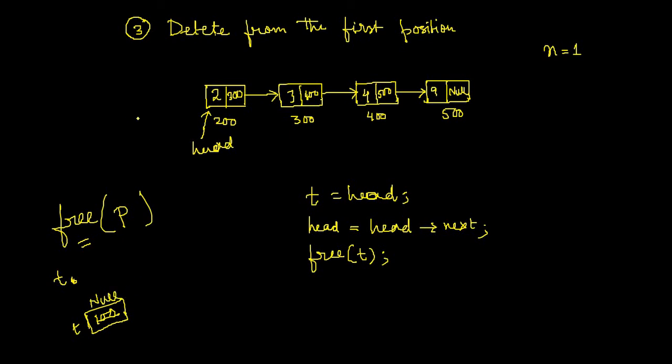T is not pointing to anywhere. T is pointing to something. It's not basically pointing to anywhere. So that means these are the set of instructions that I can use to delete a node from the first position of an already created linked list.